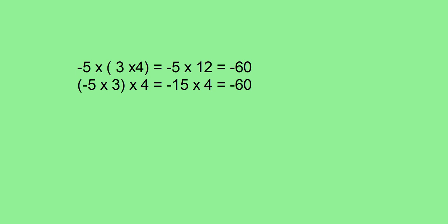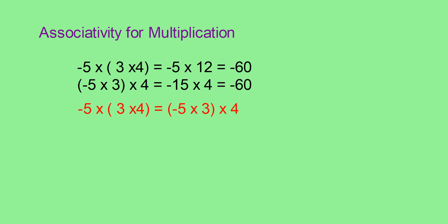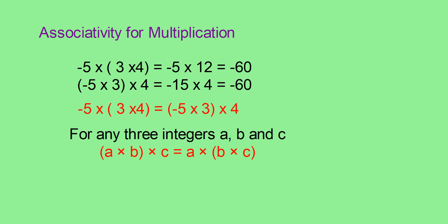So we can write negative 5 into 3 into 4 is equal to negative 5 into 3 into 4, with the brackets grouped differently. This property we can call associativity for multiplication. So we can write, for any three integers a, b and c, a into b into c is equal to a into b into c.